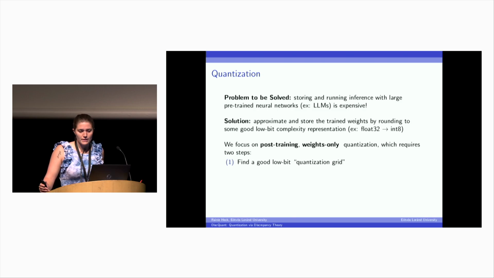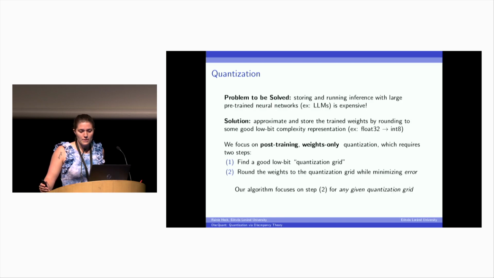The first is finding a good low-bit quantization grid. And the second is rounding the weights to the quantization grid in some clever way while minimizing the error that we incur. And there are two types of error that we're interested in. Our algorithm specifically focuses on step 2 for any given quantization grid. And I'll show in our experimental results that we actually validate that we can use multiple different quantization schemes and still get good results.